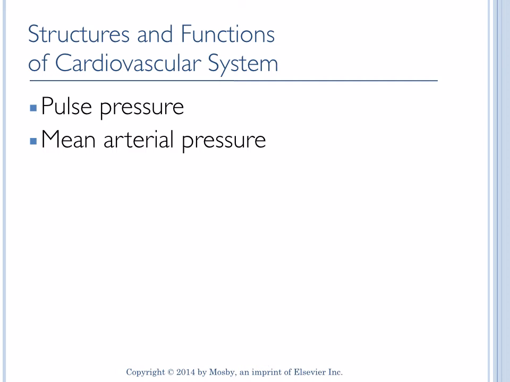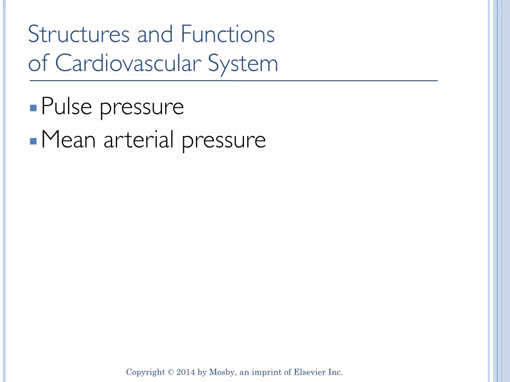Mean arterial pressure refers to the average pressure within the arterial system that is felt by organs in the body. It is not the average of the diastolic and systolic pressure, because the length of diastole exceeds that of systole at normal heart rates.